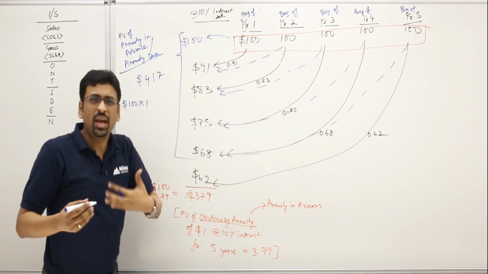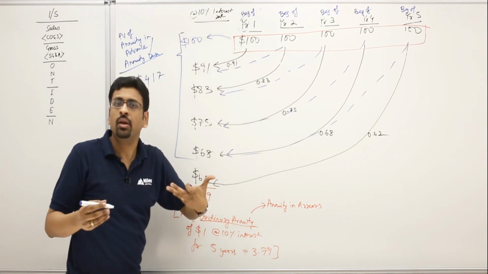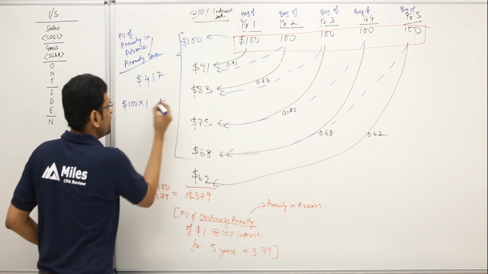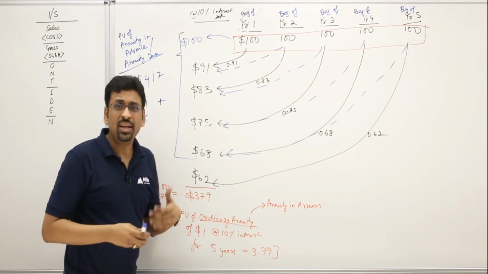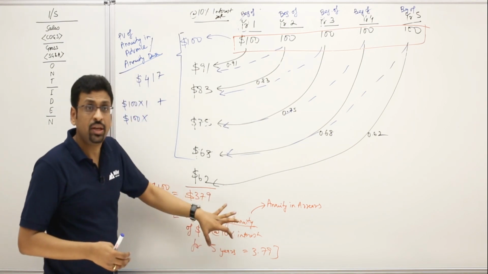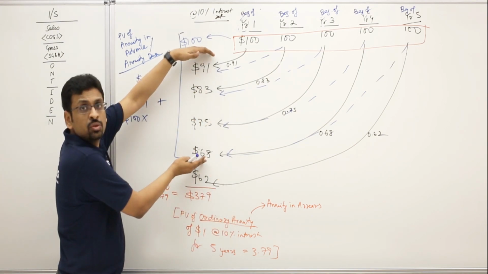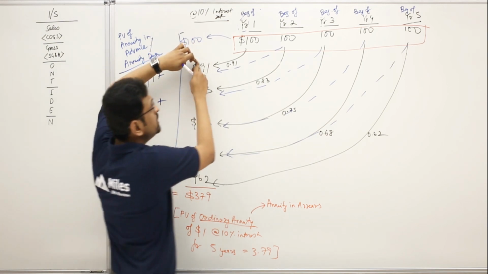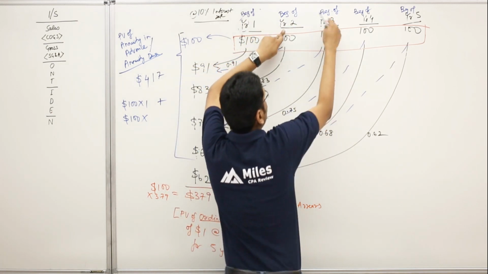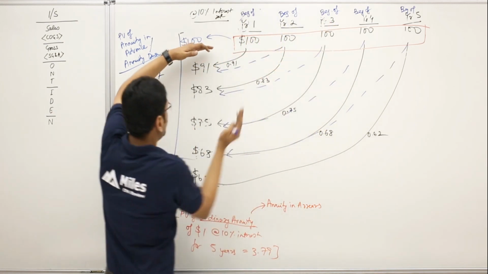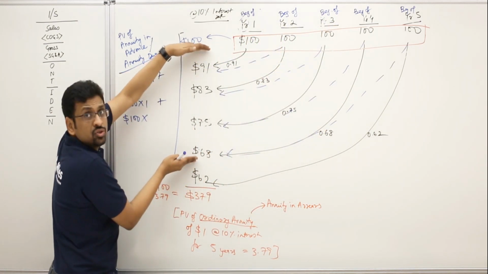Or you could say, we've done this: $100 into 1. The amount that's coming in on day 1, that's $100 into 1, plus $100 into present value of ordinary annuity for 4 years. Because guys, though this amount is coming at the beginning of year 2, that's same as end of year 1. Beginning of year 3, same as end of year 2.